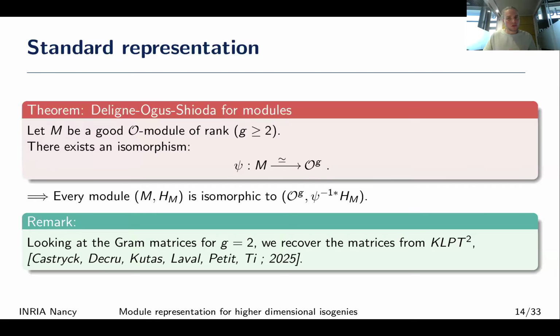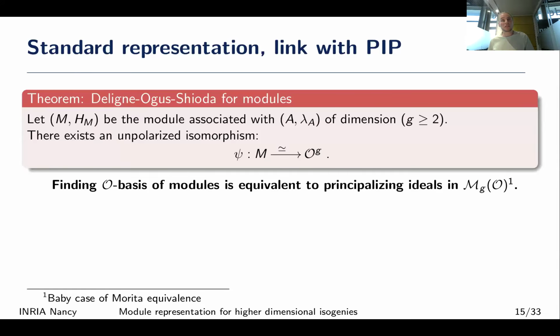So, okay, now going back to the principal ideal problem, the fact that we can notice is that finding such an isomorphism amounts to finding a basis of my module M. We just need to find the preimage of each one of the canonical vectors of O to the G. But something more interesting maybe is that computing a basis of M amounts to principalizing ideals in this matrix ring, so G by G matrices over the ring O. This can be seen as a baby case of the Morita equivalence, but here I'm going to be a little bit more precise and present a little bit more down-to-earth approach.